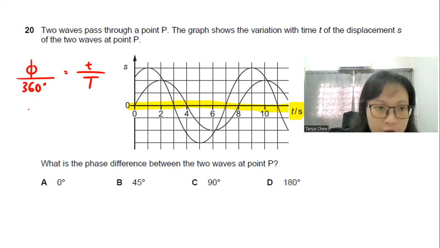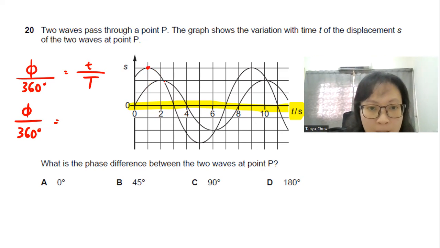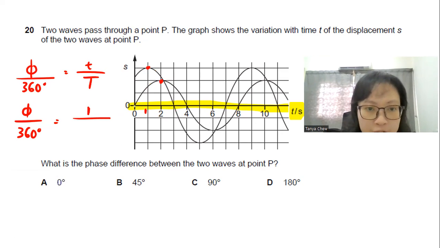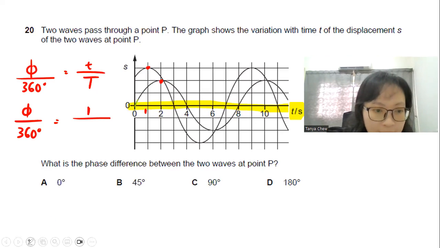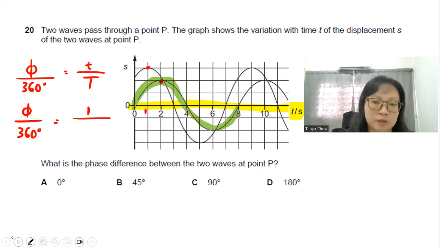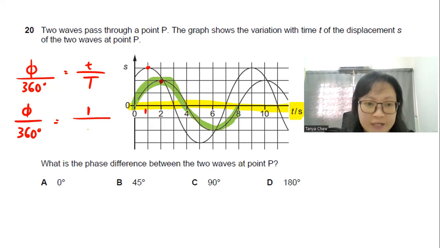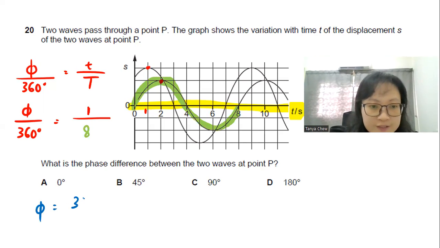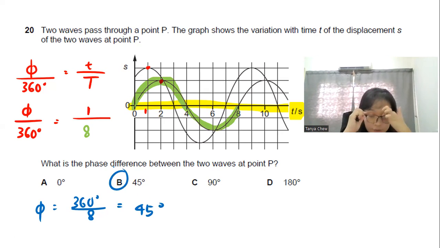t means time difference. So phase difference over 360 degree, the time difference between these two peaks, this is 1 second, this is 2 seconds. So the time difference is 2 minus 1, so this is 1. And the period, I'm going to use the highlighter here to show you, it is easier. Period is one complete oscillation, or time taken for one complete oscillation, which is 8, 1 over 8. All you need to do now is cross multiply. So 360 degree divides 8. You get 45 degrees. B is the answer.